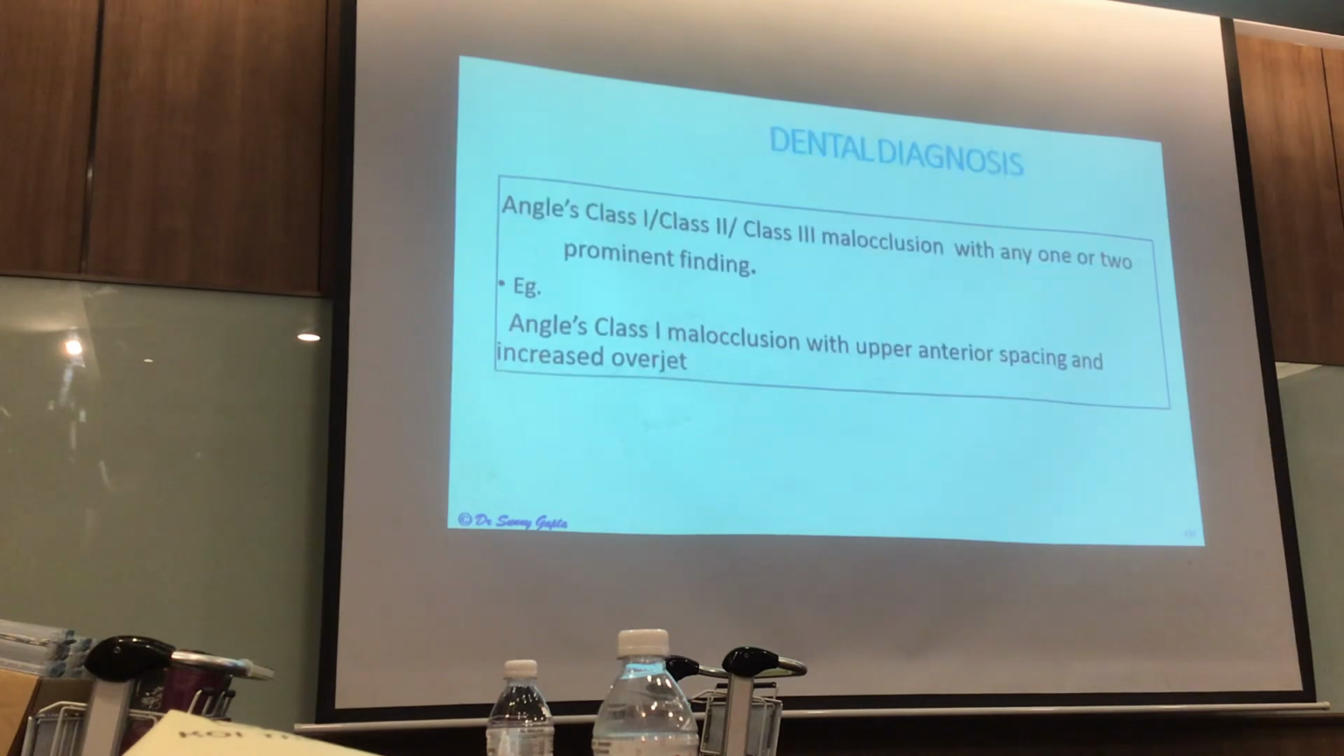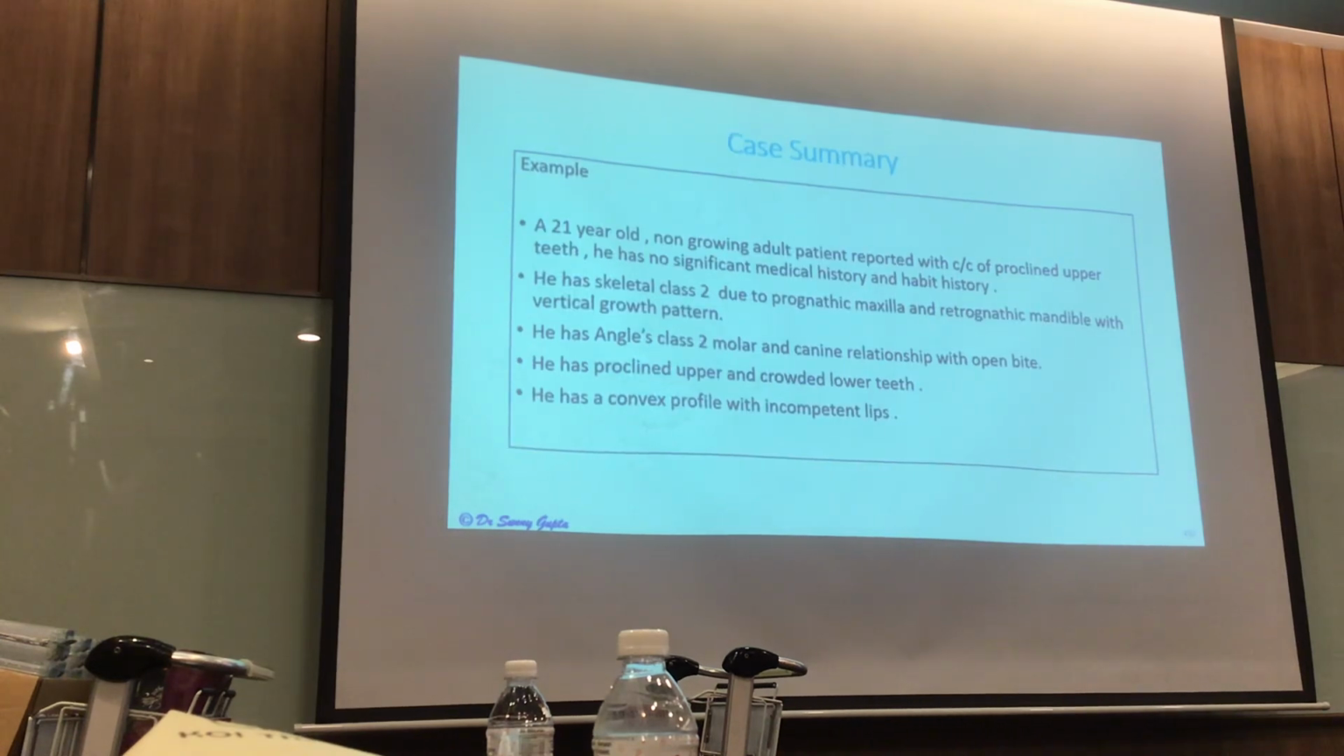So once you have all these data, you will report the diagnosis. How do you report? This is a dental diagnosis because it doesn't mention anything about the skeleton. Then you have to make a case summary. So you have to report a 20-year-old, 21-year-old, whether it's growing or non-growing, skeletal class 1, class 2, class 3, then Angle's class 1, class 2, class 3 with one or two of the most prominent features. Don't go on reading every single tooth. Don't go on reading tooth rotated, just one or two most important features, dental diagnosis and skeletal diagnosis. Growth pattern, growing or non-growing. Done?